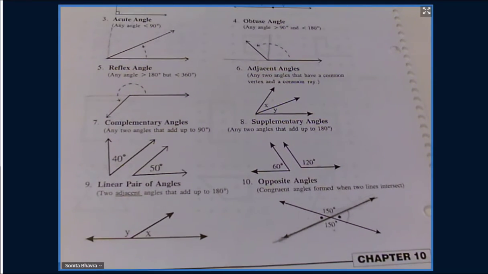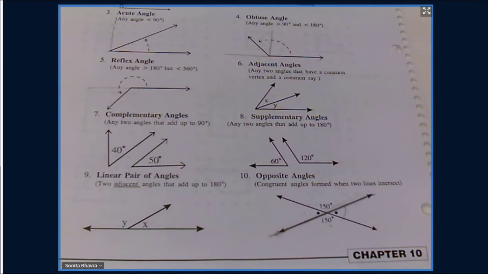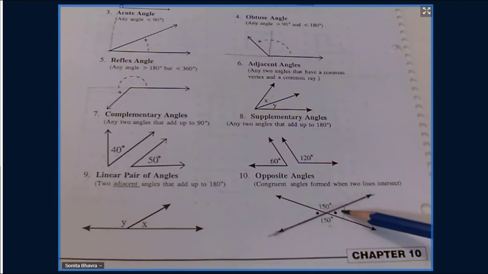Next are opposite angles. So congruent angles formed when two lines intersect. So the intersection of these two lines, therefore these two angles are opposite angles and they are the exact same. And this angle and this angle would also be the exact same, shown by the closed dot.